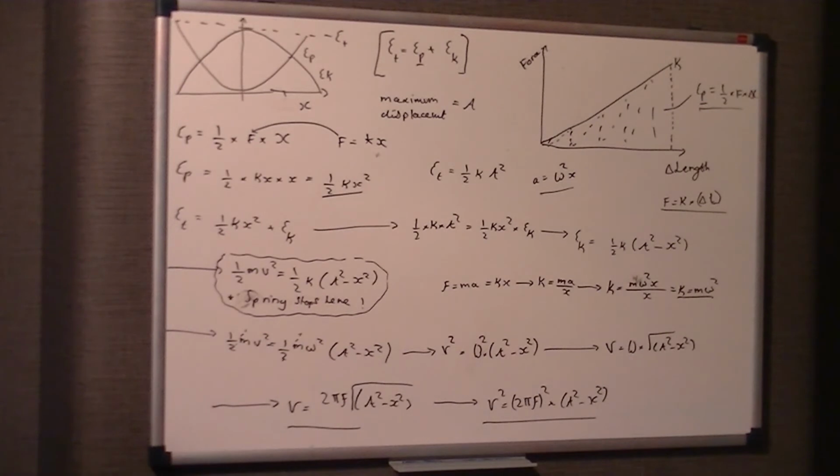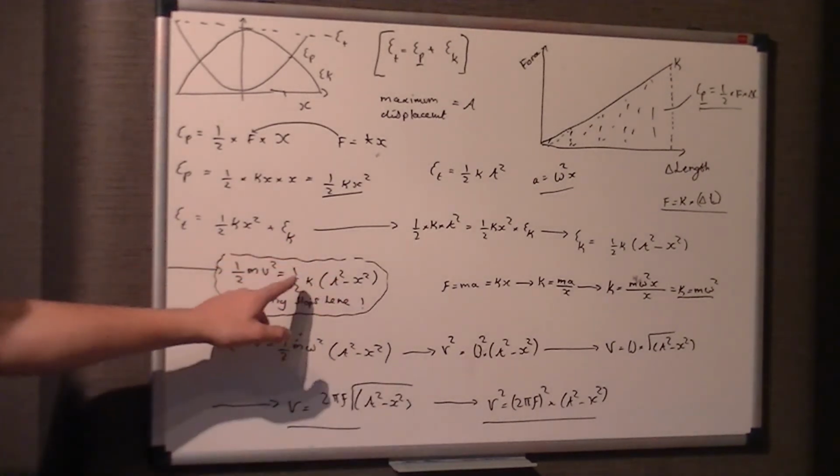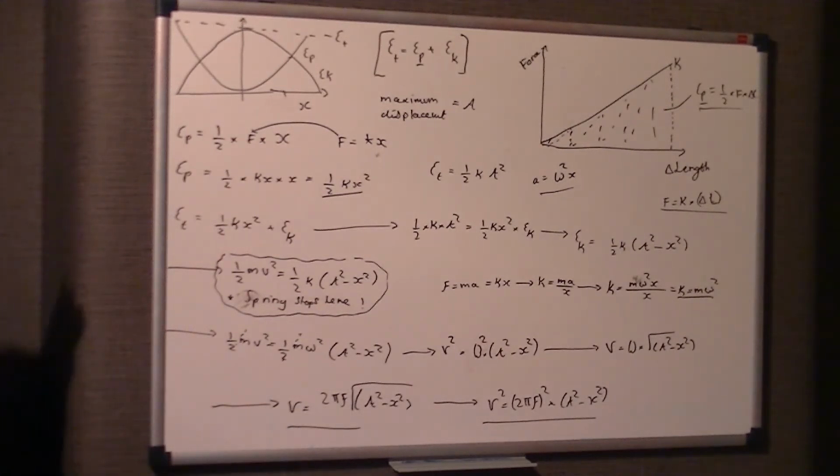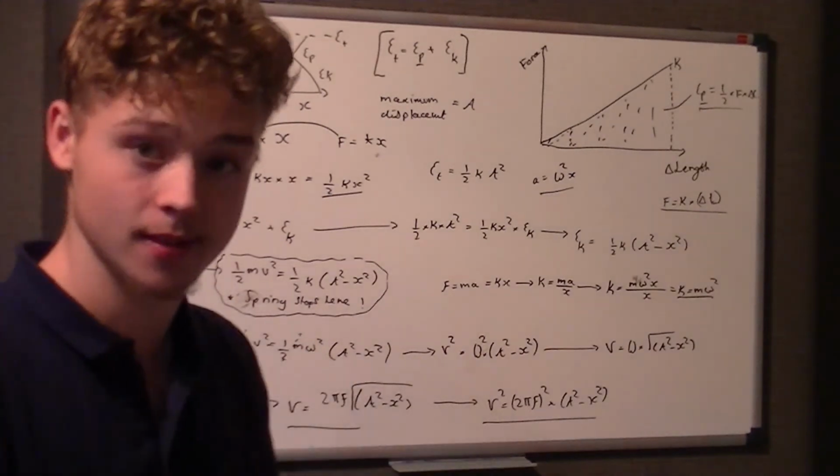So then that means k is equal to m times angular speed squared times x over x. X being the displacement, x is cancelled out, so k is equal to m angular speed squared. And then we put that k into this equation, simplified that down to get v squared, square rooted it, and that's the v for your pendulum. So that makes some kind of sense there.